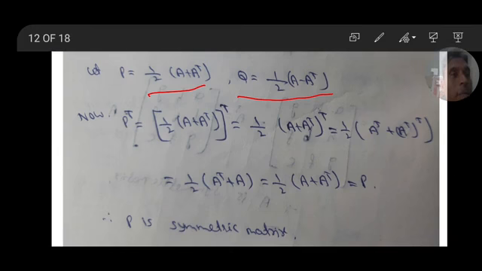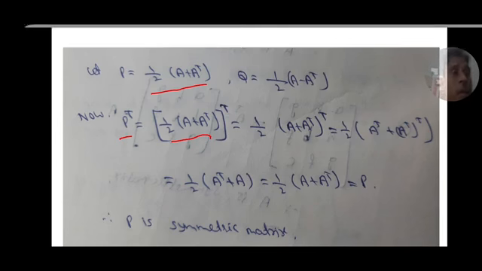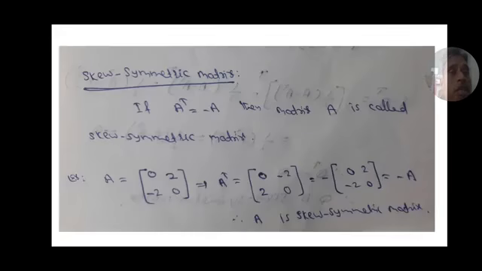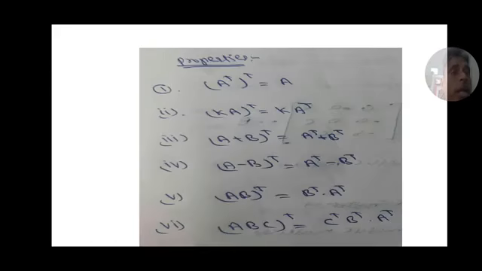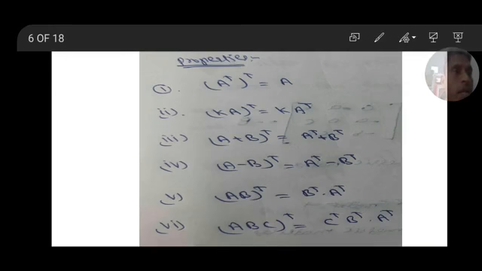Symmetric means the transpose of that matrix is the same. I am taking P transpose. What is the P value? 1 by 2 (A plus A transpose). So P transpose equal to 1 by 2 (A plus A transpose) whole transpose. By the property, we have to go through the properties of transpose. K into A whole transpose equal to K into A transpose. K is the outside coefficient, constant outside, only A transpose. The transpose applies to A.